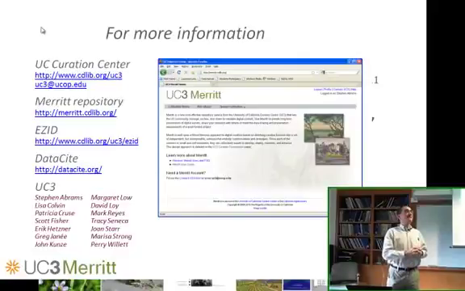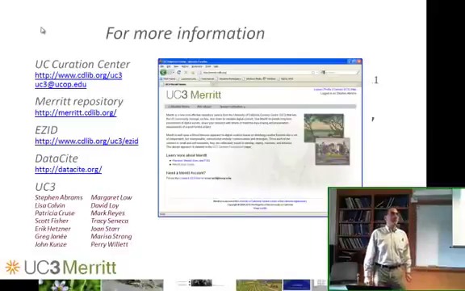Yes? So what does the charge represent? Is it to put the data in, rather than to leave it in? Well, to leave it in. So then if someone stops paying, it disappears? No.